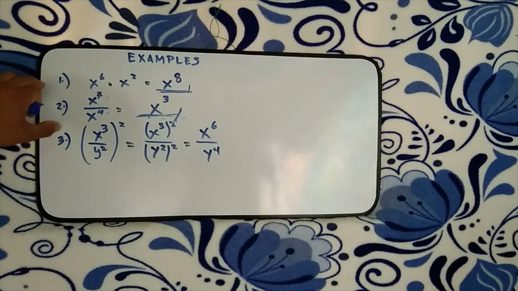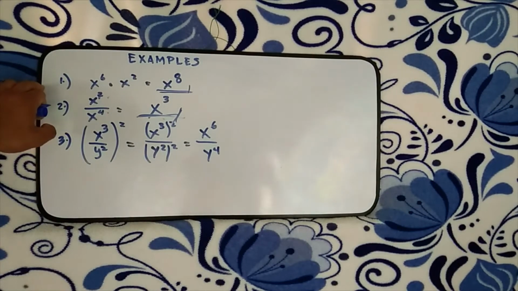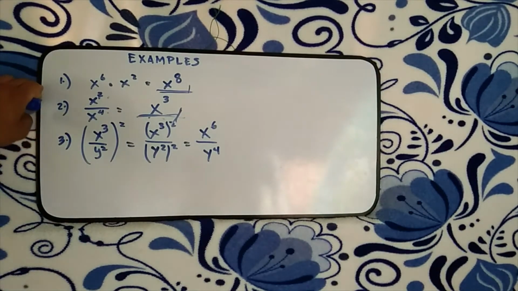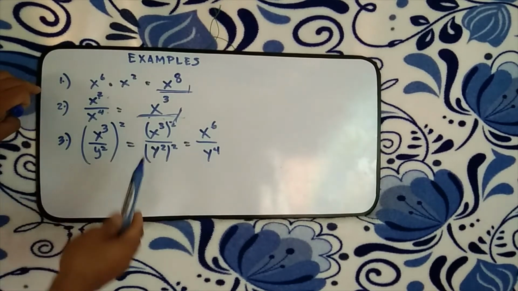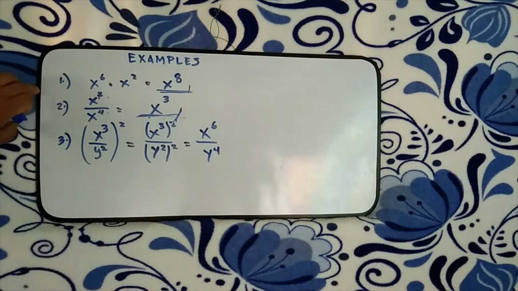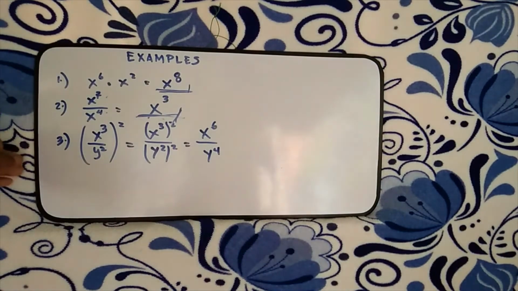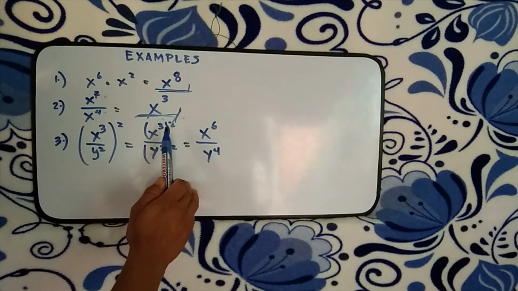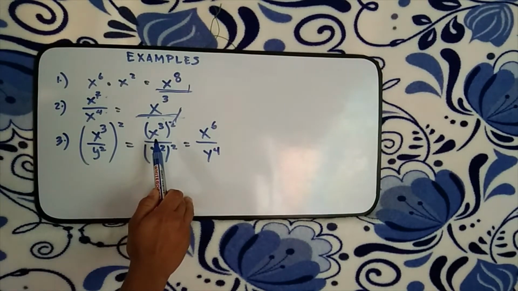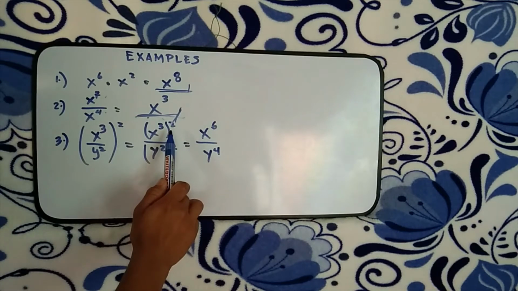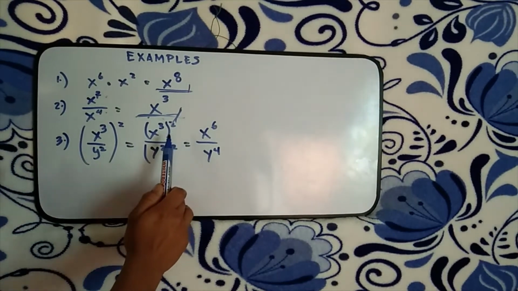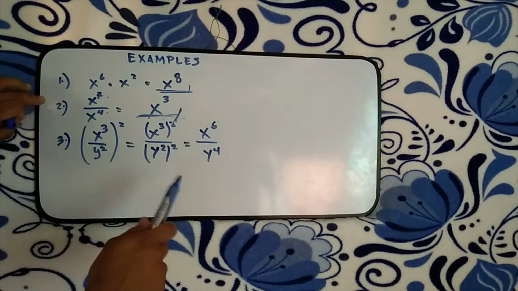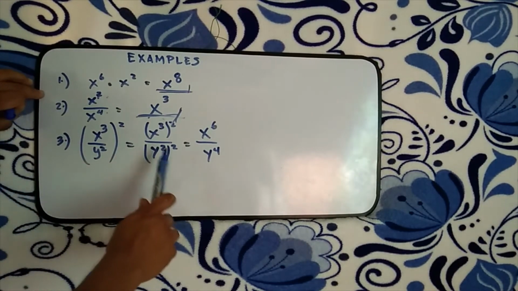Third example, x raised to 3 all over y raised to 2 times, meron tayong square dito sa quantity niya. Ang gagawin naman dyan is, una, i-distribute natin yung 2. X cube times quantity raised to 2. Second is, y squared times the quantity 2 squared.